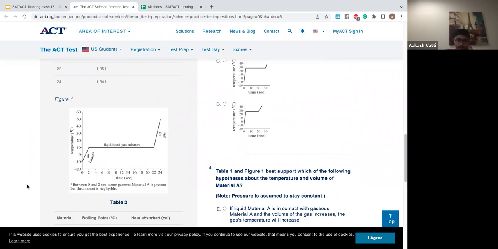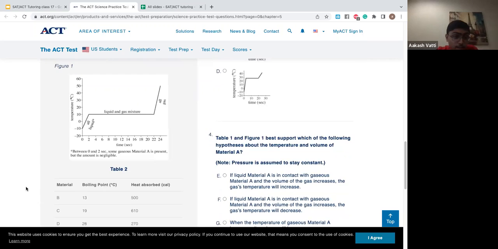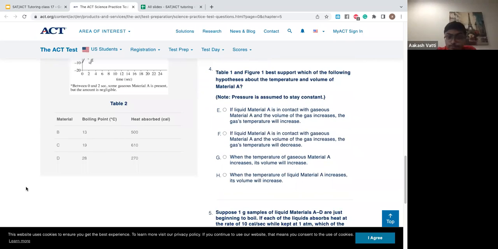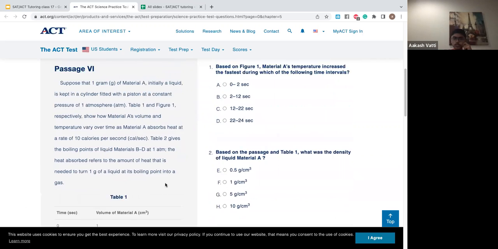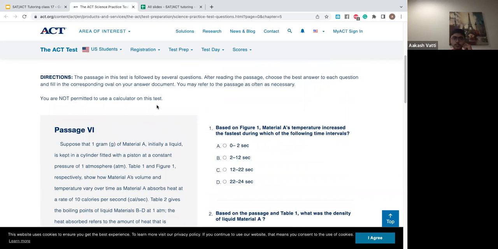And then you're given a graph which tells that between 0 and 2 seconds, some gaseous material A is present, but there's not that much. And then you have table 2. So this is a really short passage, to be honest. Usually they're a lot longer. However, if you do get a passage as short as this, that's always really good because you have more time to do the questions. So let's look at the questions.